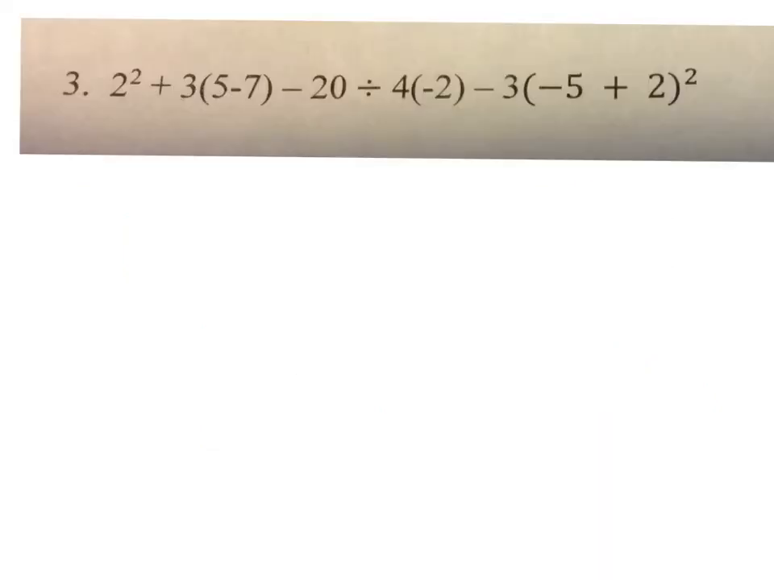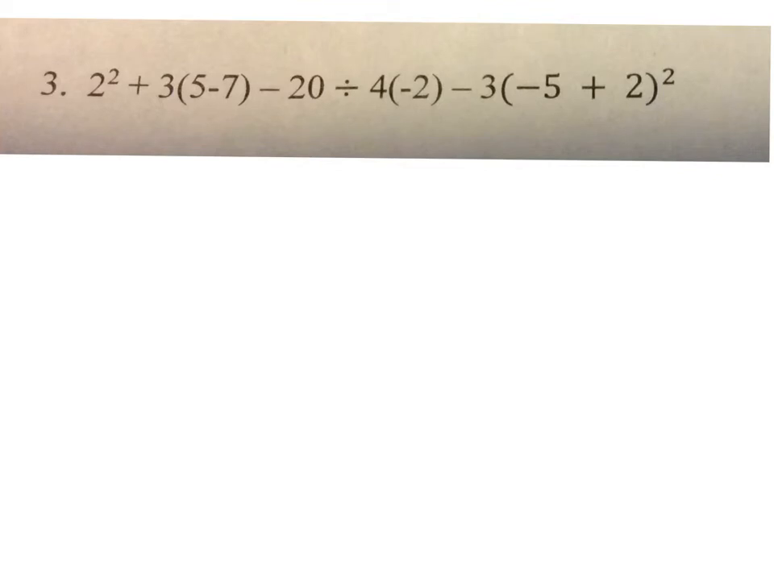Okay, number 3 on the exit card. Here we go. We're going to do inside this parentheses first. Oops, I need to grab my pen. So we're going to do inside the parentheses. 5 minus 7 is negative 2. So 2 squared plus 3 times negative 2 minus 20 divided by 4 times negative 2. Whoops, I shouldn't have done that.